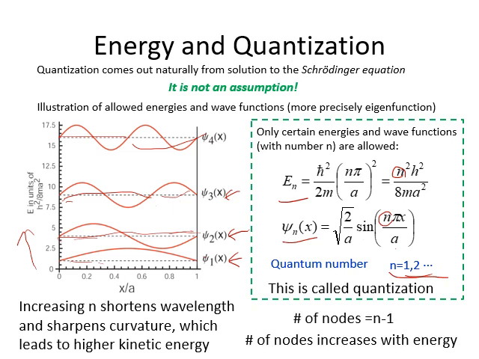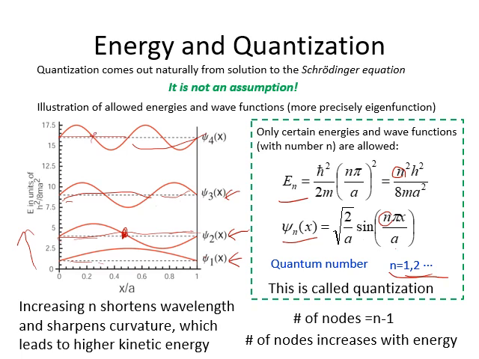Also notice the number of nodes, which is the location where the wave function becomes 0. So here the wave function becomes 0. For the second one, you have 1 node. For the third one, you have 2 nodes.